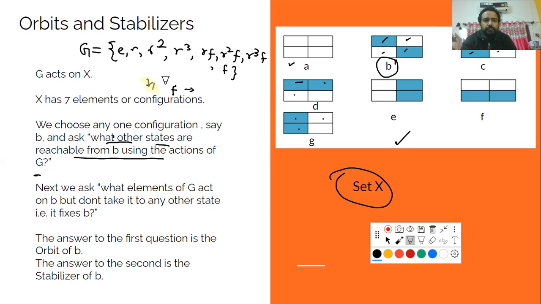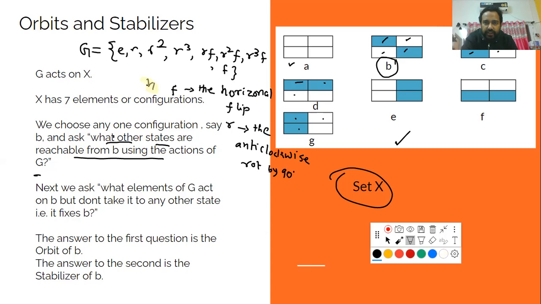F is the vertical flip, or we can actually use the horizontal flip too. That will also create the same group. So let's just call it the horizontal flip instead of the vertical flip. F is the horizontal flip, and R is the anticlockwise rotation by 90 degrees.